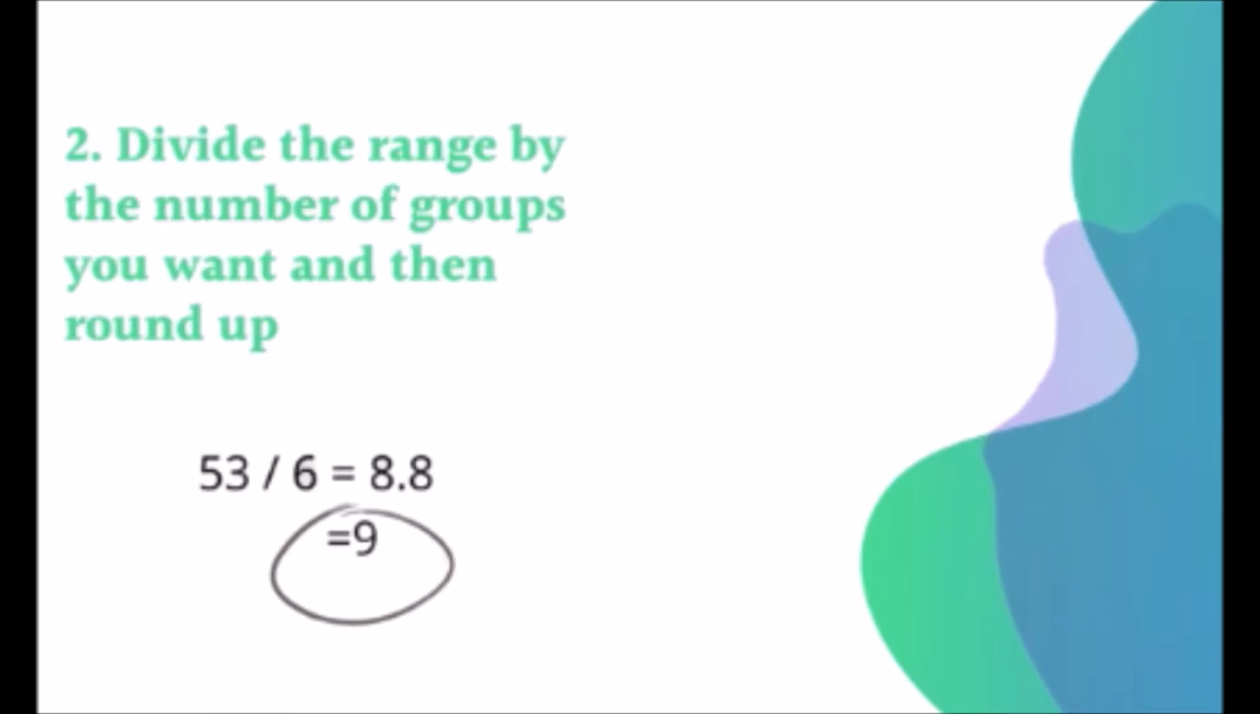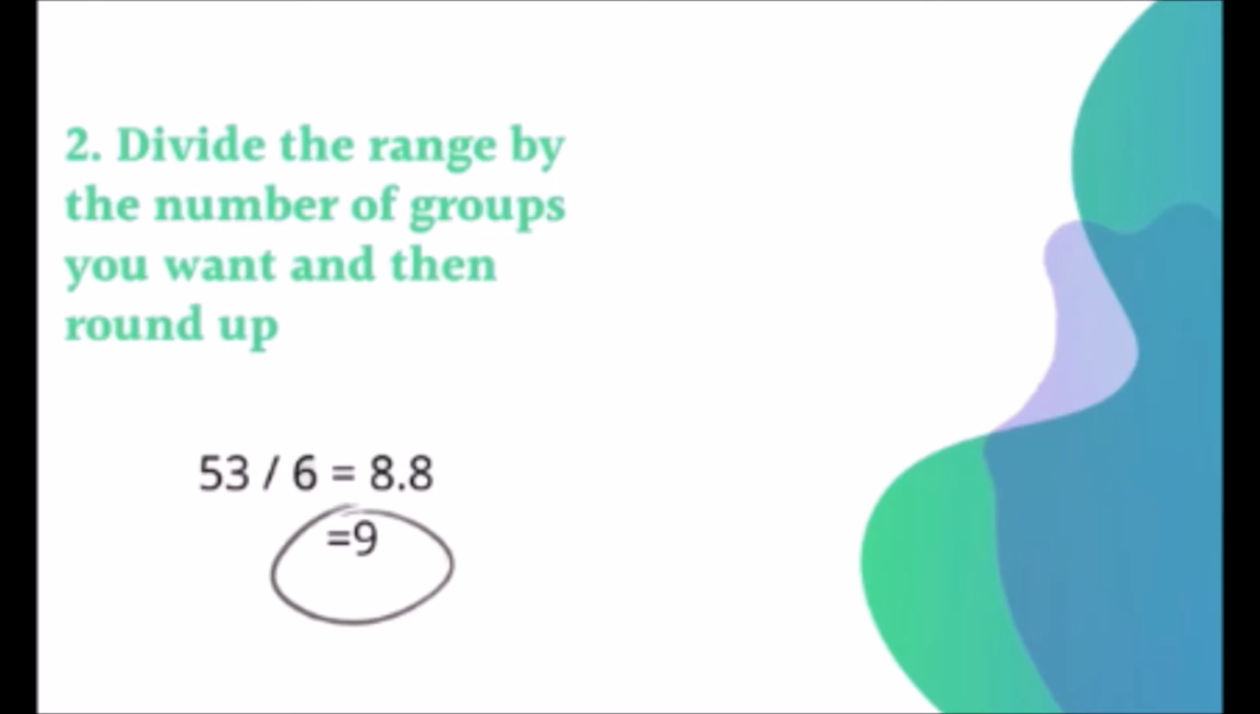Often a textbook will tell you how many groups to use. But if you are working with the data set yourself, you'll have to see what the graphs look like before you can be sure you chose a good number. So let's say that we choose to have 6 groups. Then 53, which is our range, divided by 6, our chosen number of groups, equals 8.8.